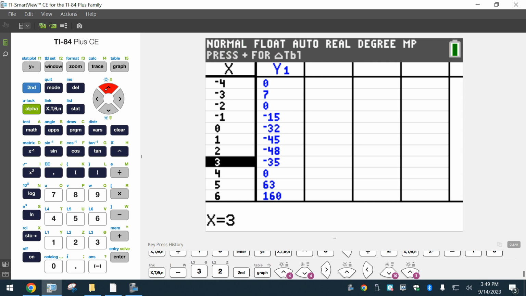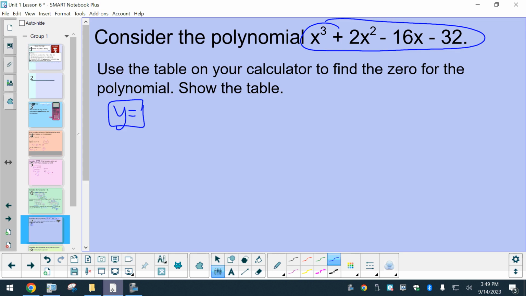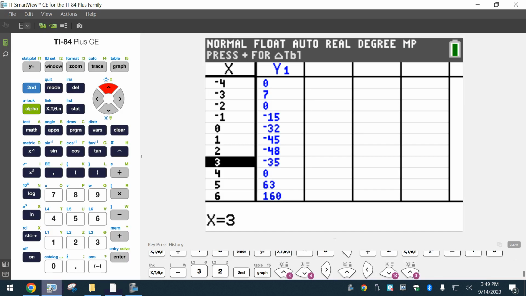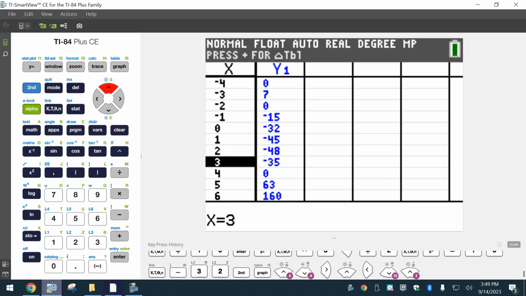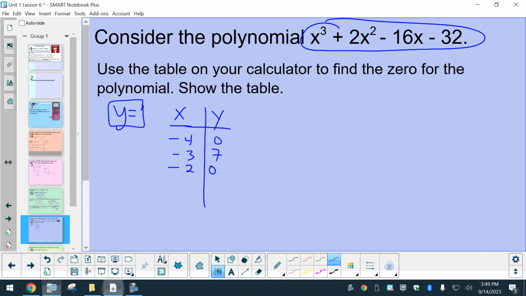All right. So let's copy that down. So we had from -4 to 4. Right, so we can write a little table. So -4 gave a 0. I think -2, right? -3 was 7. And then you had -1 was -15. 0 should have been -32.